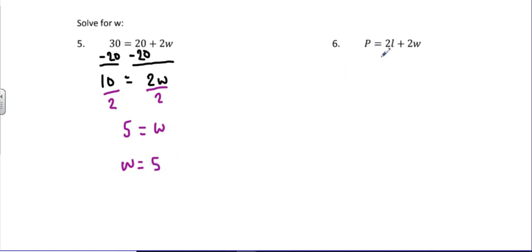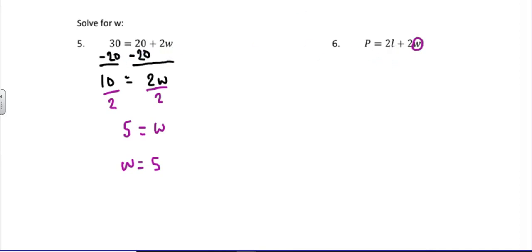So for number 6, you might recognize this formula. This is for the perimeter of a parallelogram. So I have P equals 2 times L plus 2 times W. And I want to get W by itself. So over here, I started with subtracting 20 on both sides. So I'm going to do the same thing.